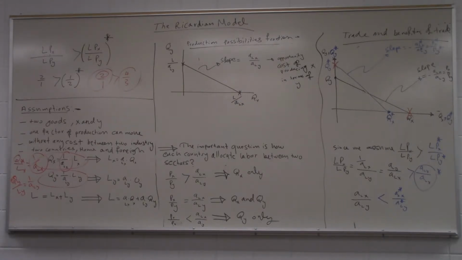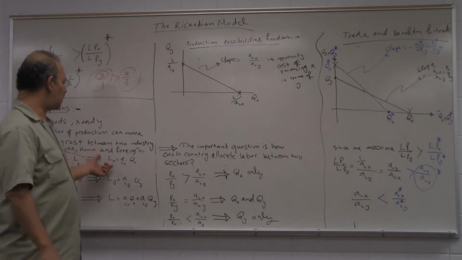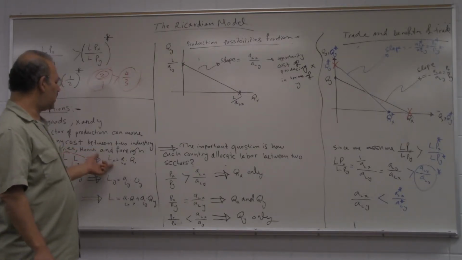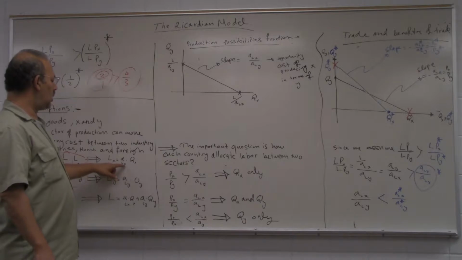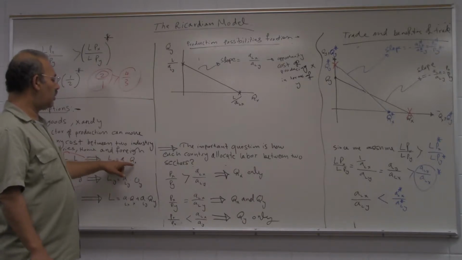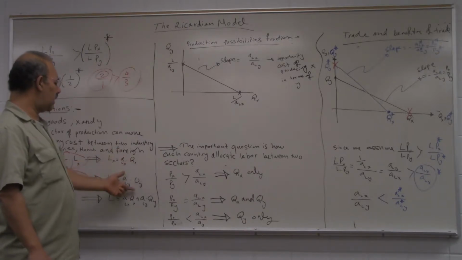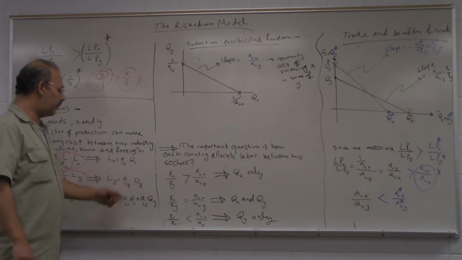And also we can derive from this equation how much labor is needed in each sector in order to produce some amount of quantity of good X and good Y.